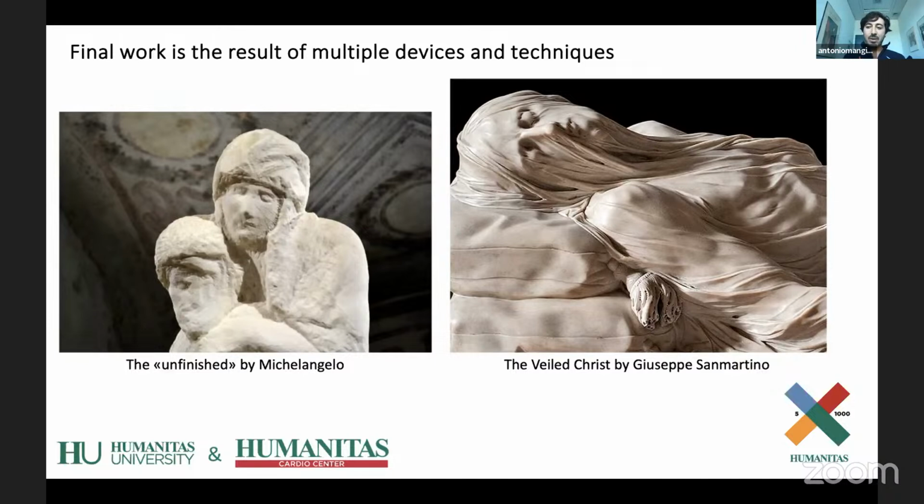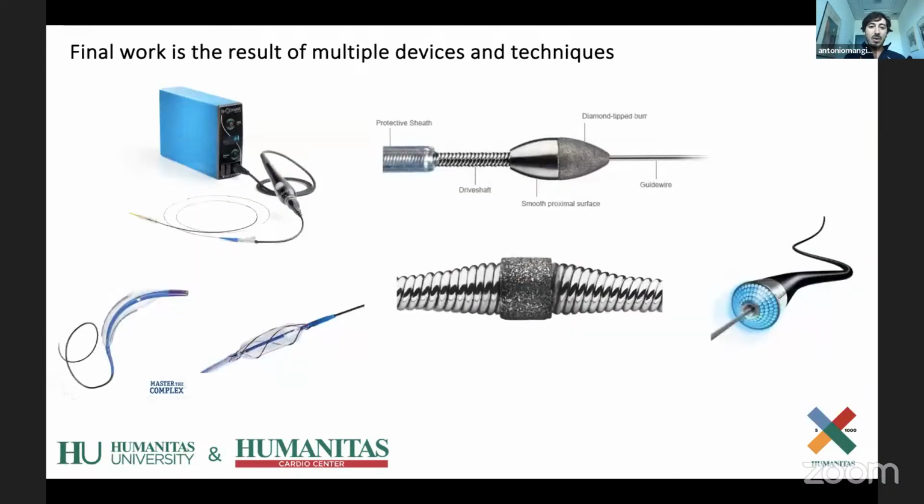And at the same time, we interventional cardiologists are dealing with rocks, calcium, and we have multiple devices and techniques that we can utilize to obtain the final result, which is a PCI. But you know that the final result of a PCI can be different according to the different tools that we use. And with the passing of time, there's a great availability of different types of tools that we are learning how to use.